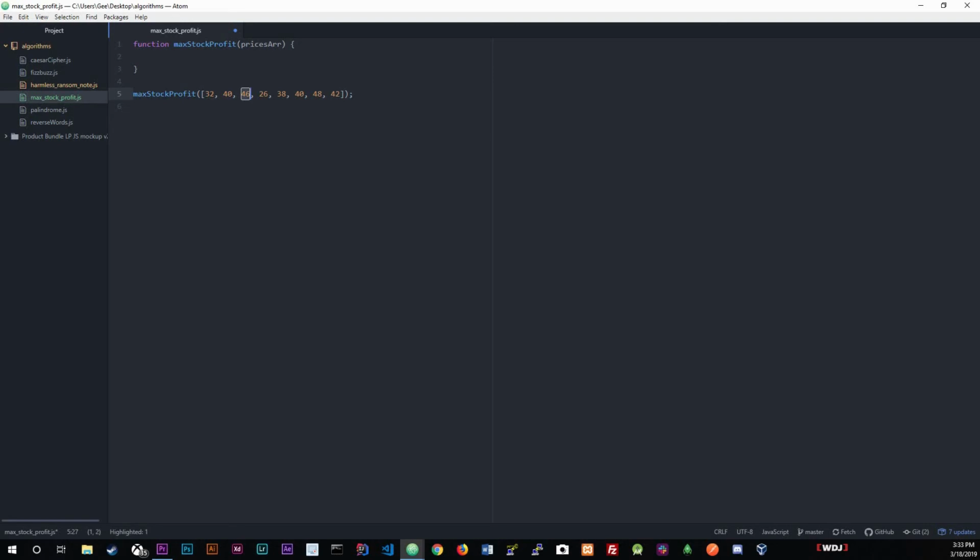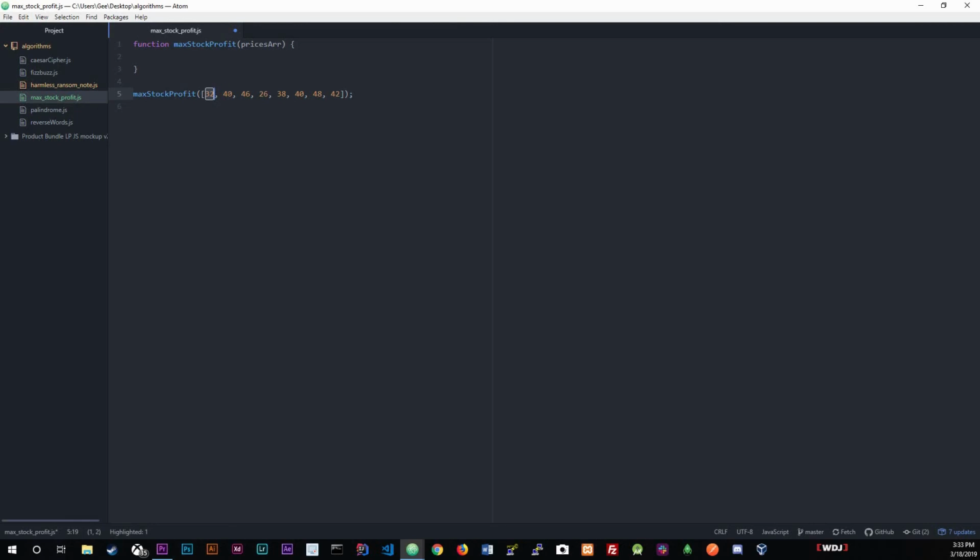So it's still better. So I'm going to keep it at 32 and move it up to 26. 32 and 26 gives us a crappy $6 negative. So we're down $6. So let's say we move it up to 40 and 26. 40 is still greater than 26. It's still going to give us a negative number. 46 is greater than 26. It's still going to give us a negative number.